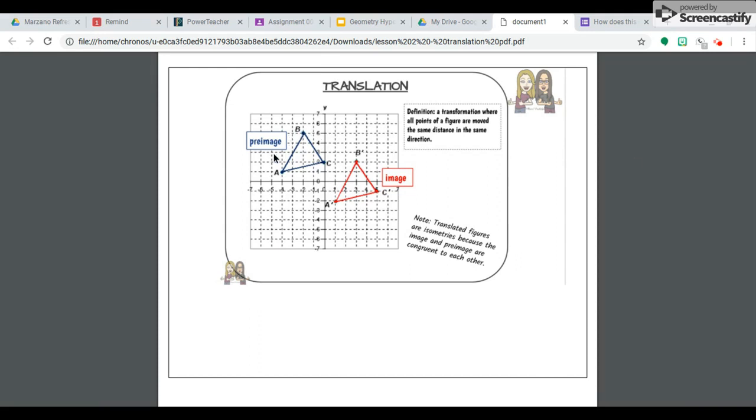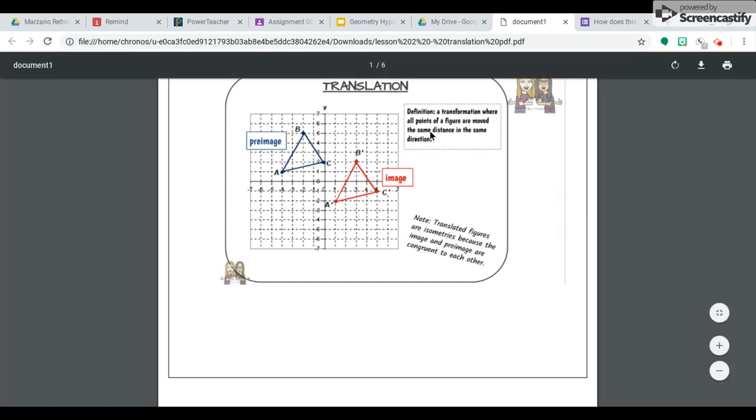The image that we start with, the figure that we start with, is known as our pre-image. After we perform our transformation, or in this case, a translation, what we end up with, our red figure, is known as our image. So our blue figure, what we start with, is the pre-image. Our red figure is the image, or if you like to think of the word image as a photograph, the red one is kind of a picture or a duplicate of the blue one.